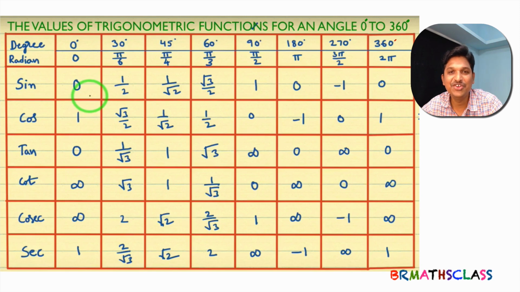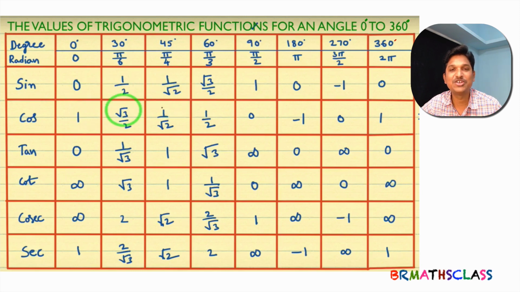That means sine 0 value is 0 and sine 90 degrees value is 1, and the middle one is 1 by root 2, that is sine 45 degrees, and sine 30 degrees is 1 by 2, sine 60 degrees is root 3 by 2. You try to learn this row. I saw so many students get confused trying to memorize these values because of lack of practice and because of a small technique. What is the technique in this trigonometry table?